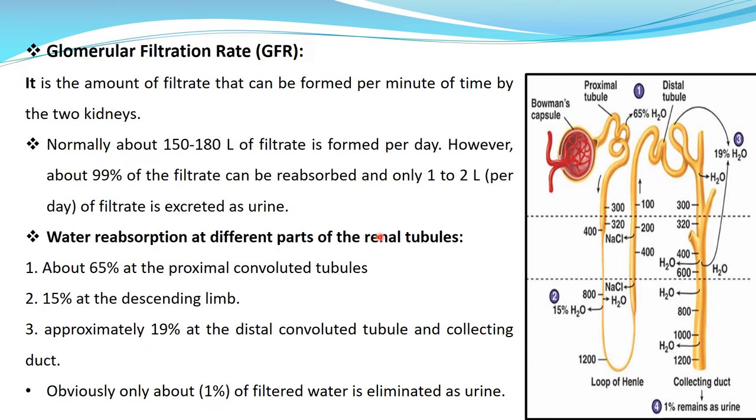Normally about 150 to 180 liters of filtrate is formed per day. If you remember, when we had our lectures about blood physiology, we said normally an average person has about 4 to 6 liters of blood. So if you look at this volume, it is about 60 times higher than the volume of the blood in our body.